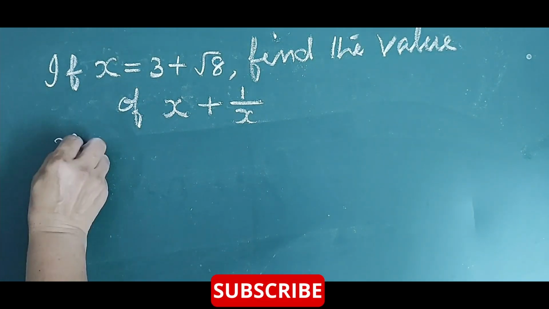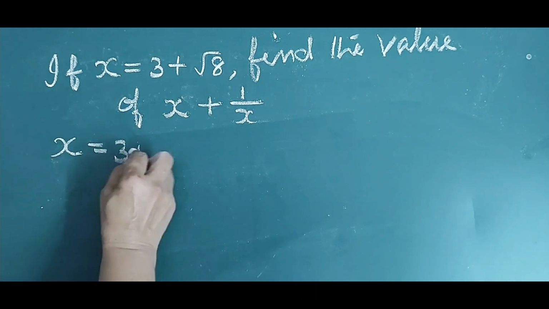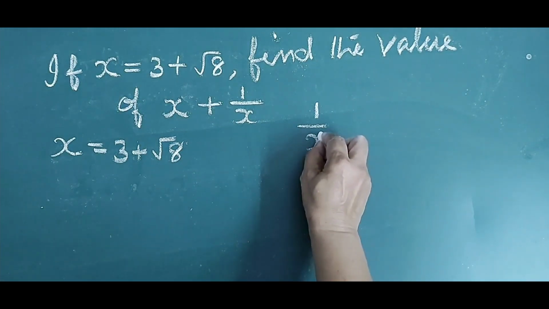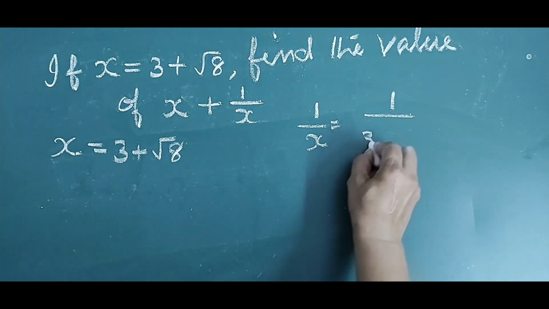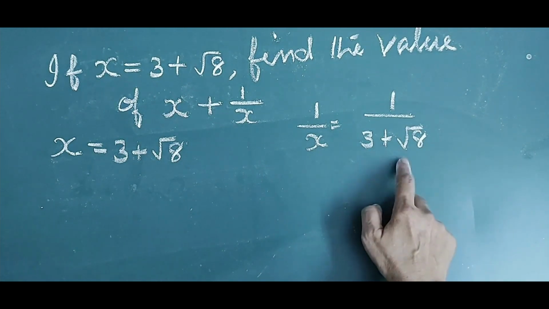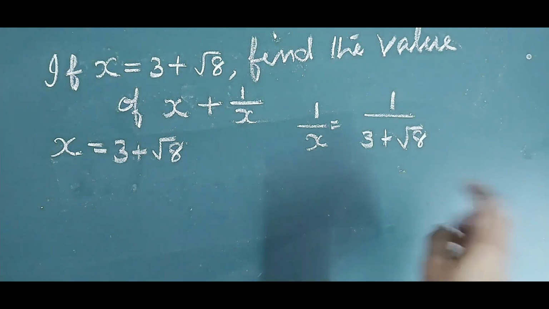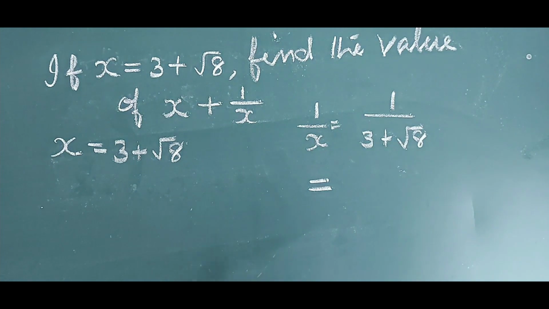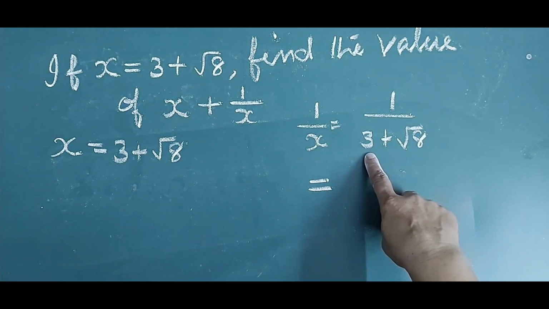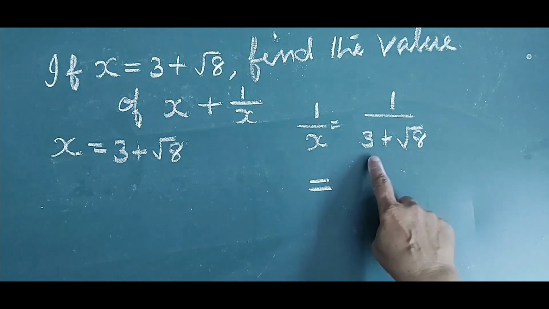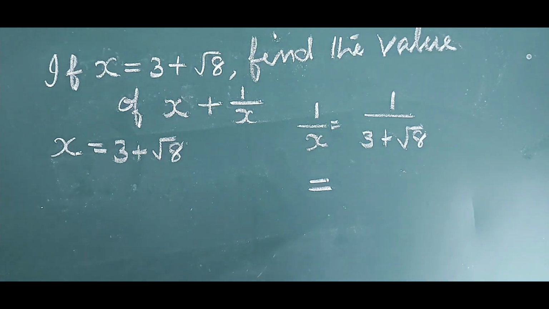From the question, we know x equal to 3 plus root 8. Then 1 by x equal to 1 by 3 plus root 8. Now, we have to rationalize the denominator of this number. And we know, multiply both numerator and denominator by the conjugate or rationalizing factor of 3 plus root 8. And we know 3 minus root 8 is the rationalizing factor of this denominator.